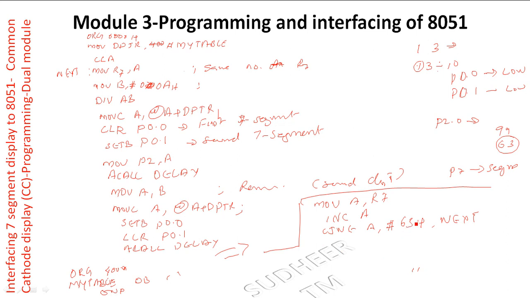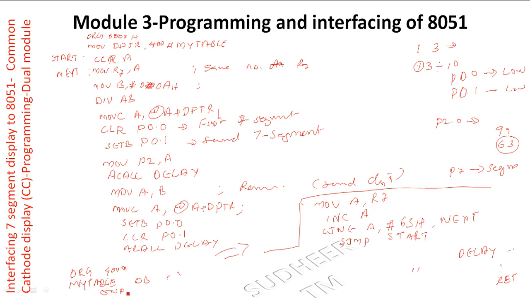Once we reach 99, we need to use the jump instruction to start again. SJMP start. So where must our start be? Start must be at CLR A. So this is our start label. Okay. Then as usual, there will be a delay subroutine. I'm not going to explain the delay in detail. Then last, there must be a return instruction. Then at the end of the code, there must be an END label. This is how we do the programming.